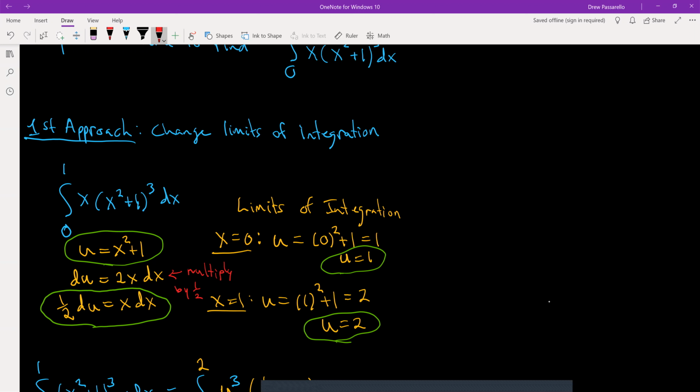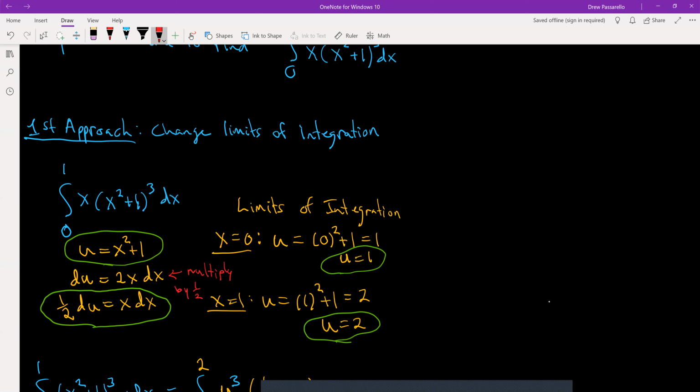Now something new is this part, changing the limits of integration. Our original limits are 0 and 1, but those are in terms of x. So I need to change them in terms of u. So you start with the first one, x is 0, and substitute that in for x into what u is. I'm letting u be x squared plus 1, so plugging 0 in for x, that's 0 squared plus 1. So u is going to be 1 when x is 0. And then I change the other one, where x is 1. Plug 1 in for x, so it would be 1 squared plus 1. So you get u is 2.